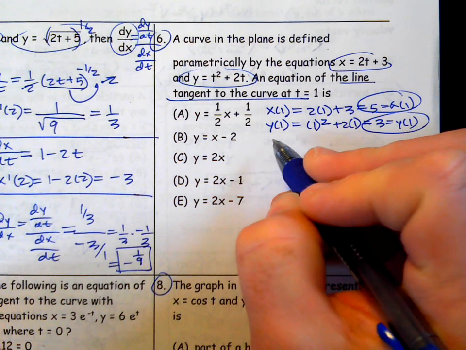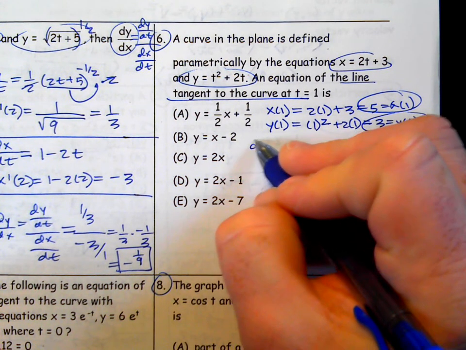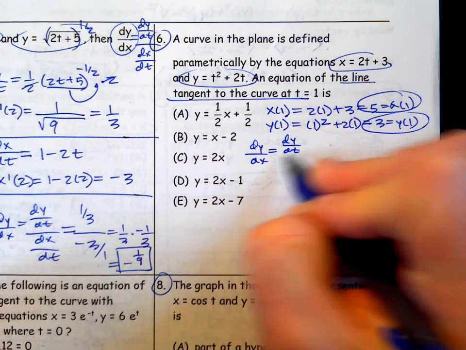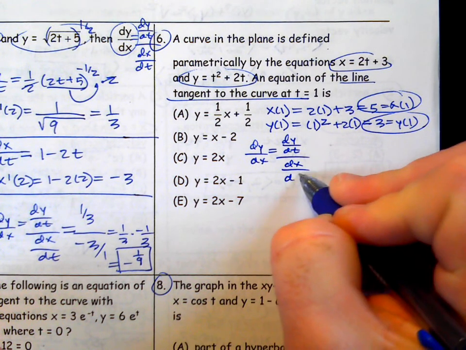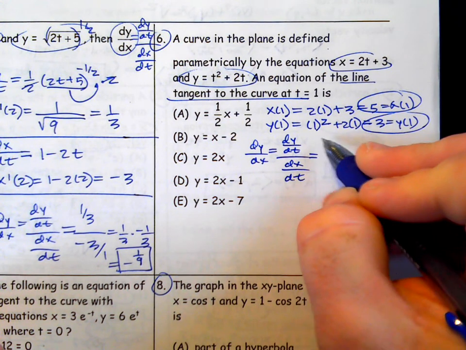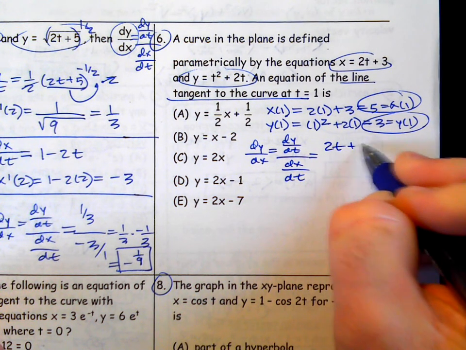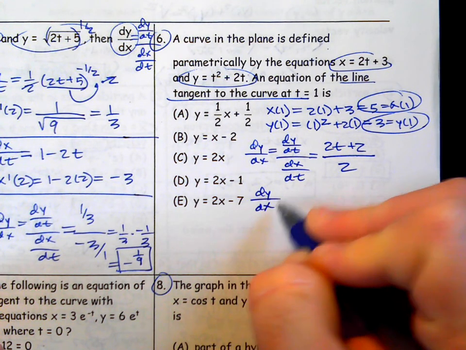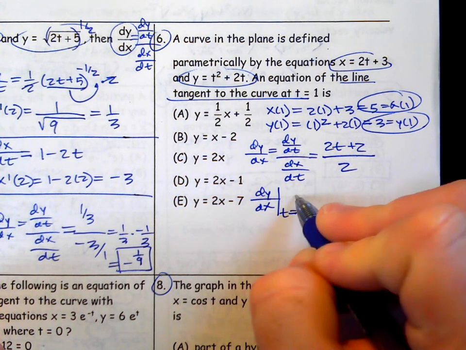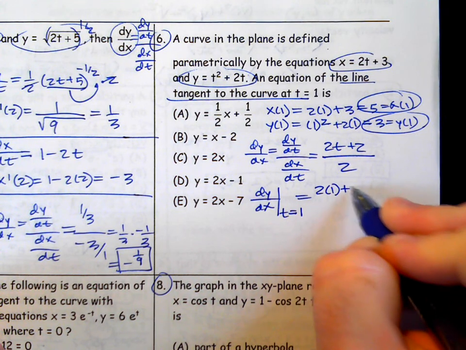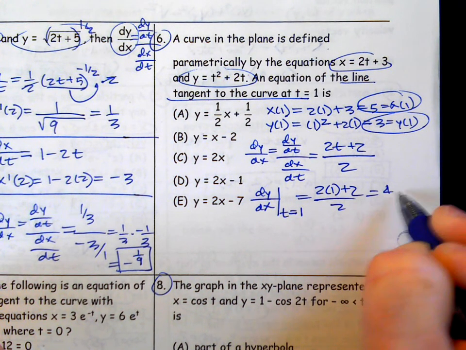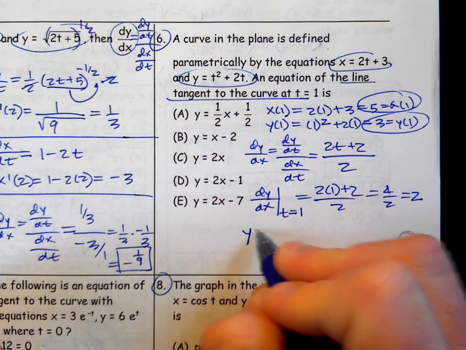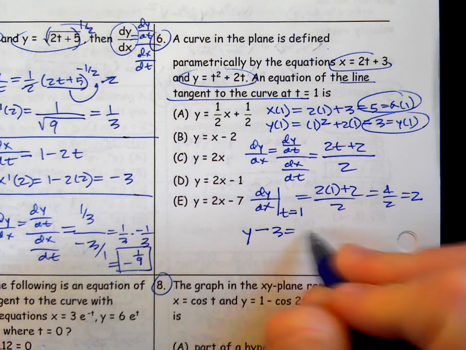Now you need dy dx. dy dx equals dy dt over dx dt. You could also just do all these derivatives inside the work right here. 2t plus 2 over 2. And then we want dy dx at time equals 1. So it's going to be 2 times 1 plus 2 over 2 equals 4 over 2 equals 2. That's your slope. y minus 3 equals 2 times x minus 5.